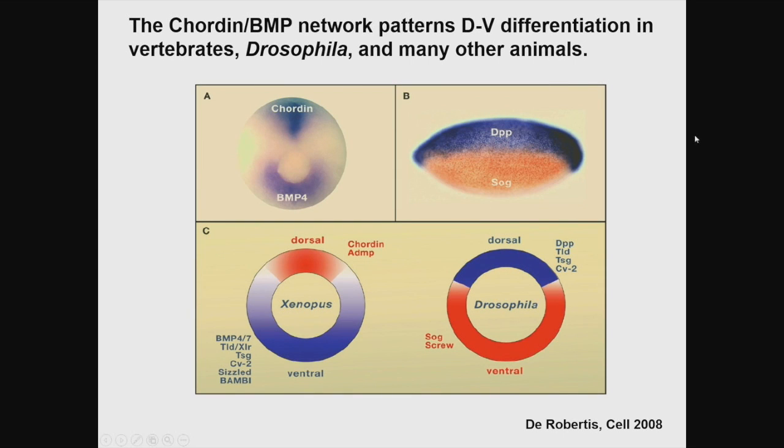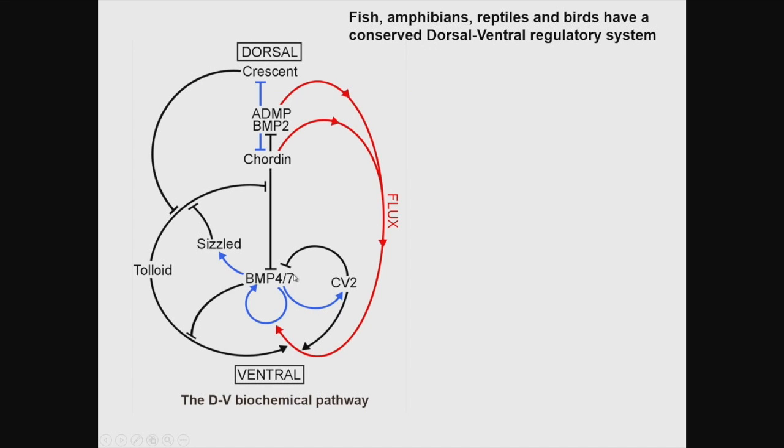For example, in the dorsoventral, we have this gene chordin that we isolated a long time ago, and its antagonist BMP, and the same thing is found in Drosophila, so a different set of genes. So it's a network of genes. Now this network, and this is how I'm going to get to the gene loss, we have worked out as a network of secreted proteins that go from the dorsal to the ventral side of the embryo.